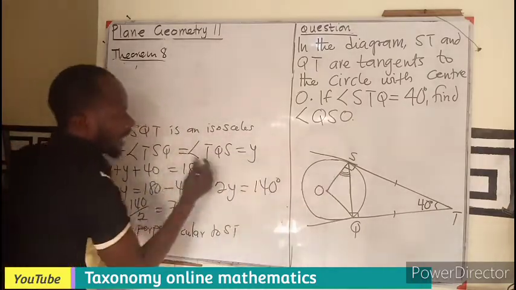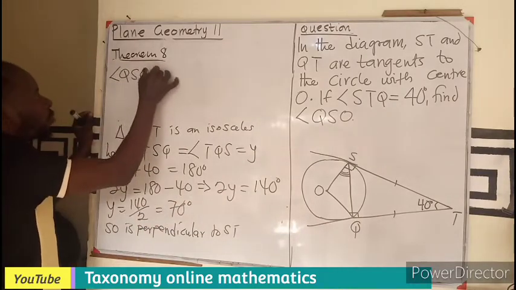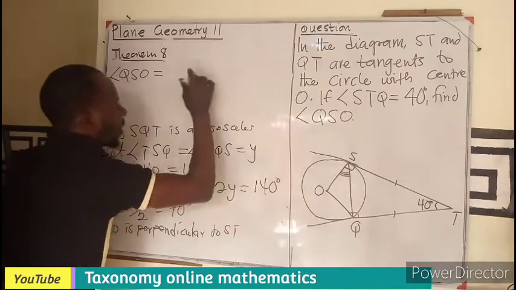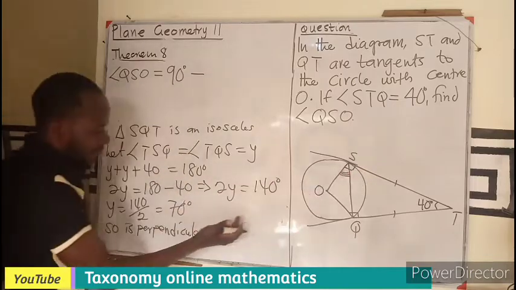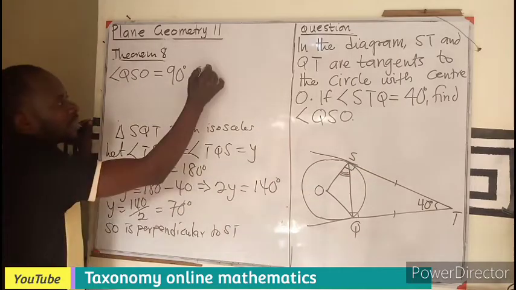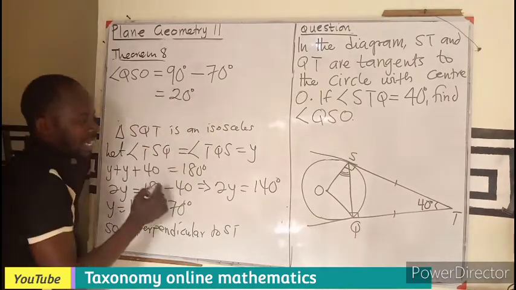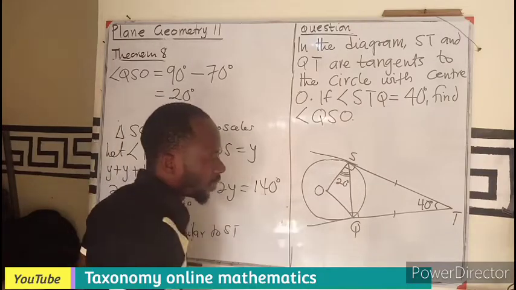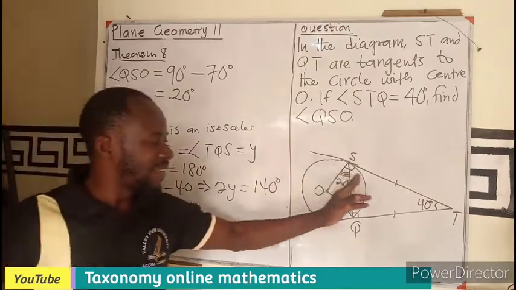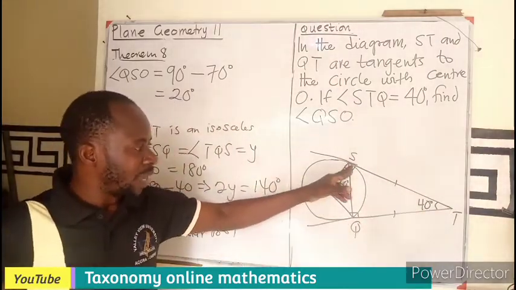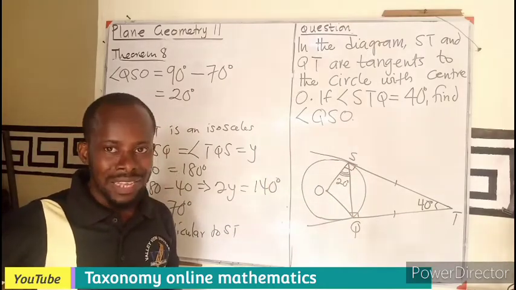We are going to look for the angle we are looking for, angle QSO, to be equal to this whole angle, which is what? 90 degrees minus this angle we found out to be 70. So by subtraction, the angle we are looking for here is just what? 20 degrees. So per the property we learned, this and this produce an angle of 90 at the corner there. That could be used to find that answer.